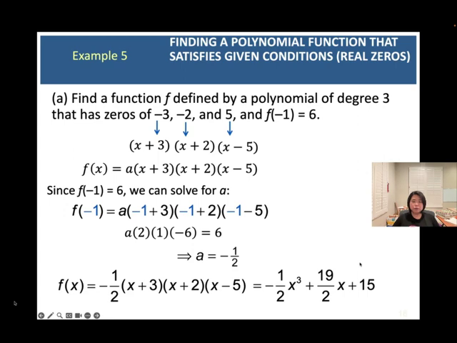For example 5, we are doing the reverse. Okay, in the previous example, I gave you the function f of x, and you found the possible zeros, factored the function, and then found the zeros or the solutions. Now we're going to do the opposite. I give you the zeros, you find the factors, and then you multiply them out to find what your function f of x is.